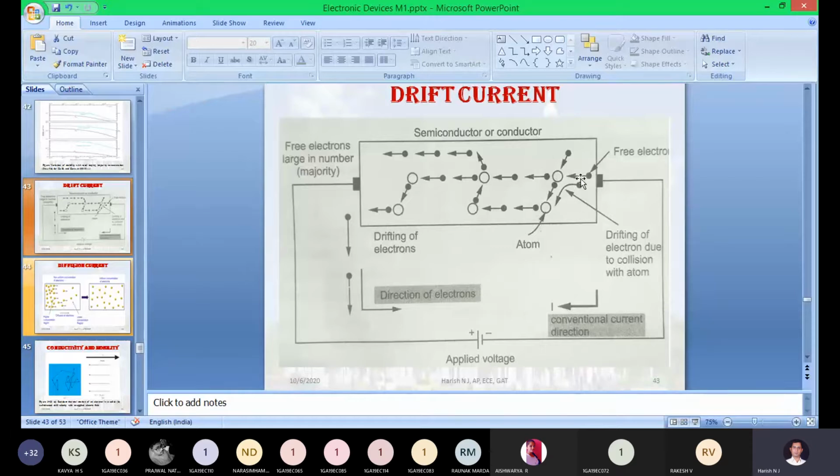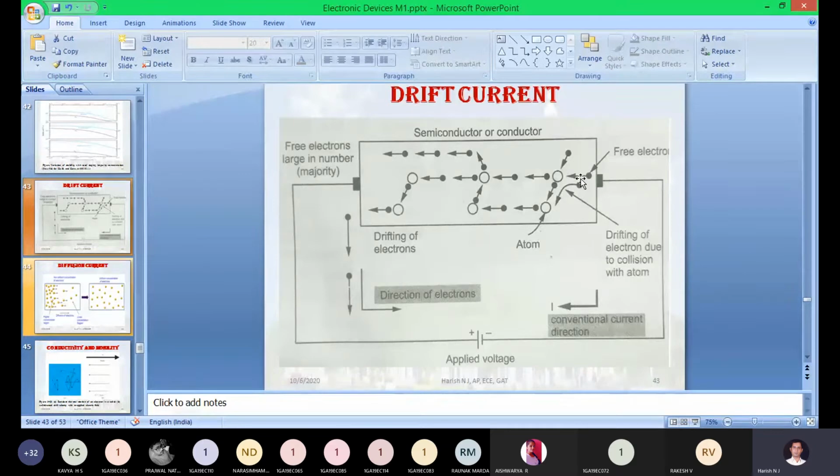It is not at a constant speed, it is a kind of drifting. Drifting means a kind of accelerating in a zigzag: one step forward, one step backward, one step forward, one step backward, and finally 2 steps forward, 1 step backward, 3 steps forward, 1 step backward, and finally it reaches the positive terminal of the power supply. This kind of movement of an electron we call a drift movement.